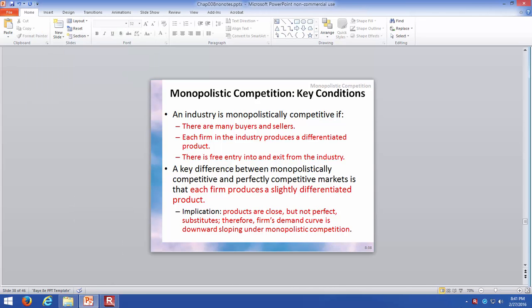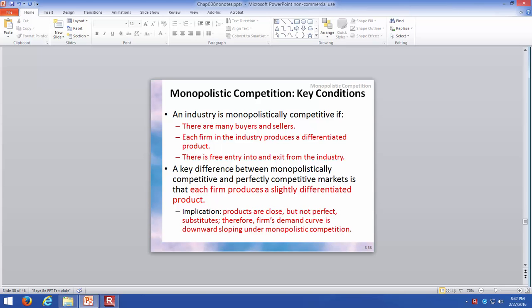Okay, so now we want to talk about the last part, and that is monopolistic competition. So what are the conditions under which you have monopolistic competition? What we see is that there are many buyers and sellers. Each firm in the industry produces a differentiated product. There is free entry into and exit from the industry.